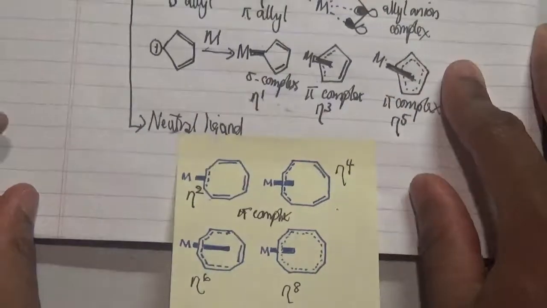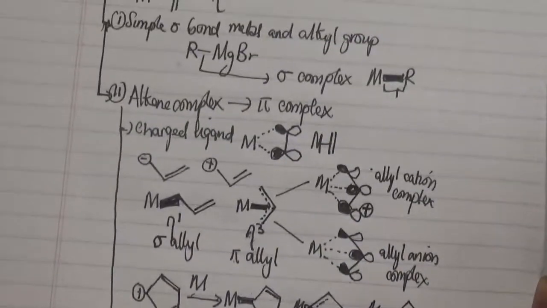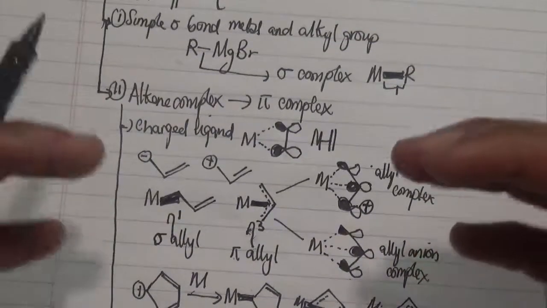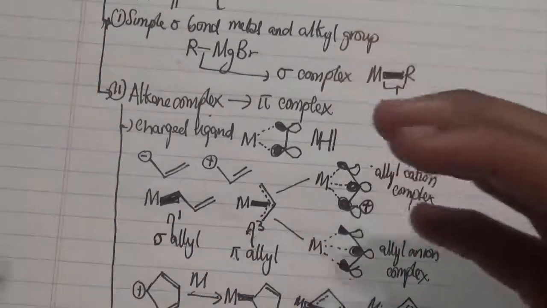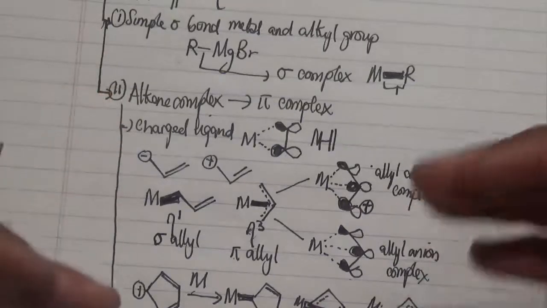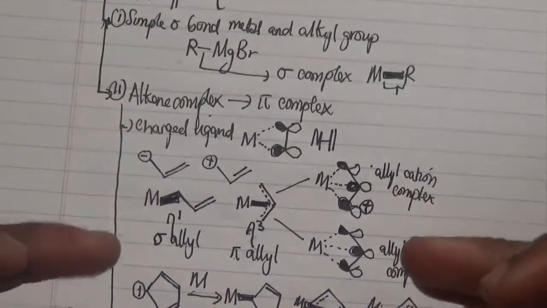So that's about it for this particular video. I hope you're able to understand the notation and how we can see how well we can form complexes with our metal with respect to a ligand, and the possible ways we can go about that.